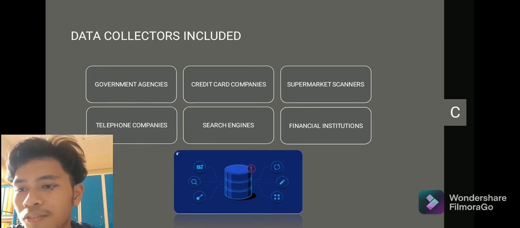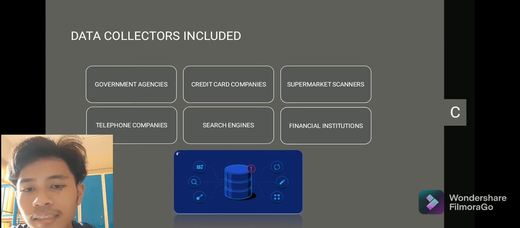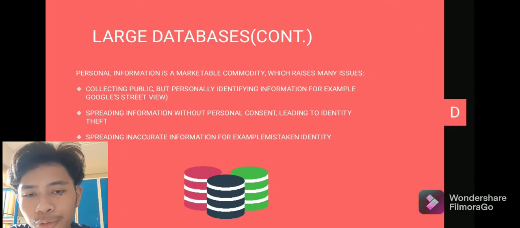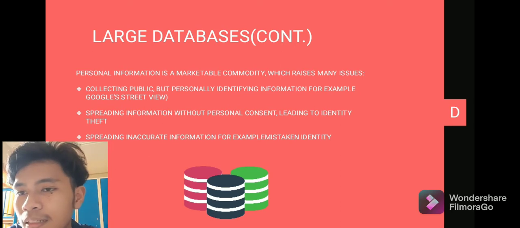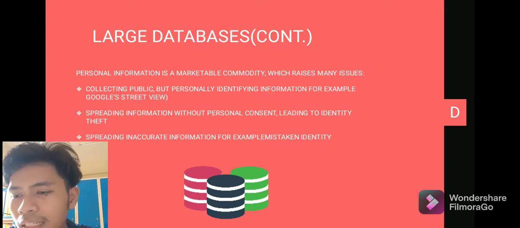Okay, the first thing is government agencies, credit card companies, supermarket scanners, telephone companies, search engine, financial institution. So the large database is mainly about the information that we must keep and the secret of it. After we know what large database does, we must know what information the large database keeps. Personal information is a marketable commodity which raises many issues. Large database has discovered many issues for it. The first thing is collecting public but personally identifying information.